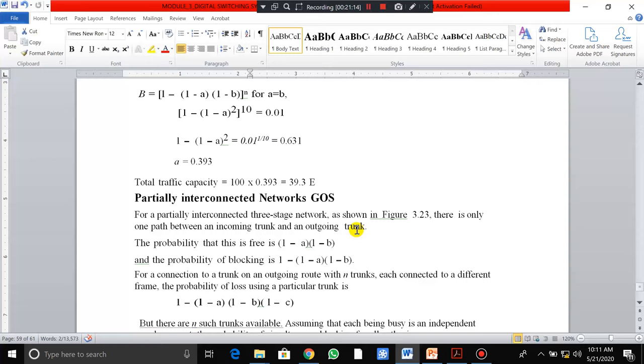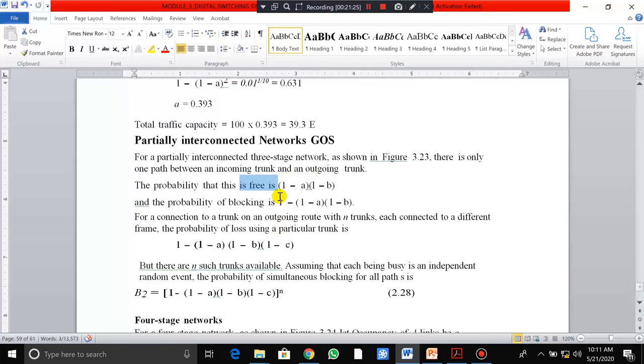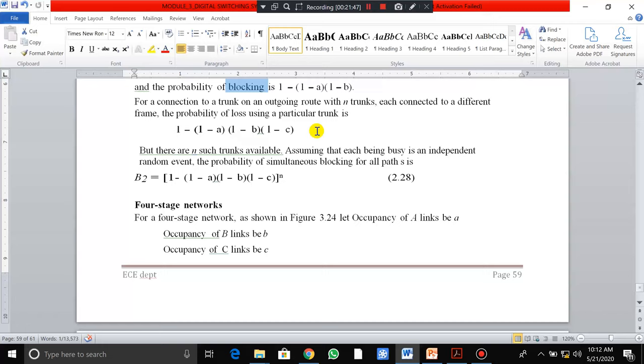The probability that it is free is given by 1 minus a into 1 minus b. And the probability of blocking, if they ask, you remember this: when it is free, it is 1 minus a into 1 minus b; anywhere you see blocking in grade of service, it is 1 minus of 1 minus a into 1 minus b. For the connection to the trunk on the outgoing route, there are N trunks, each connected to a different frame, and the probability of loss is given by 1 minus of 1 minus a into 1 minus b into 1 minus c. Therefore, the blocking for all the paths, that is B of 2, is given by 1 minus of 1 minus a into 1 minus b into 1 minus c, whole to the power of n.